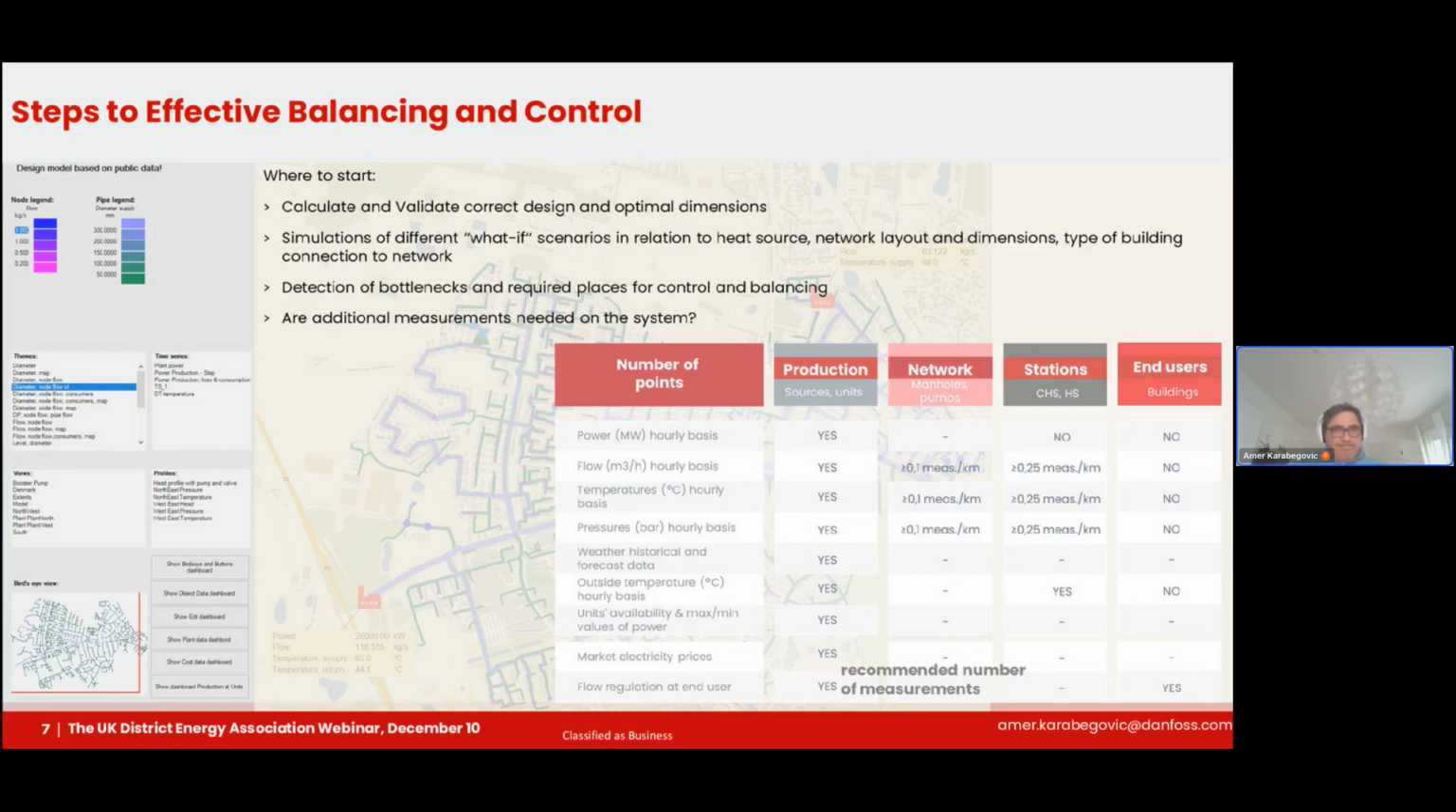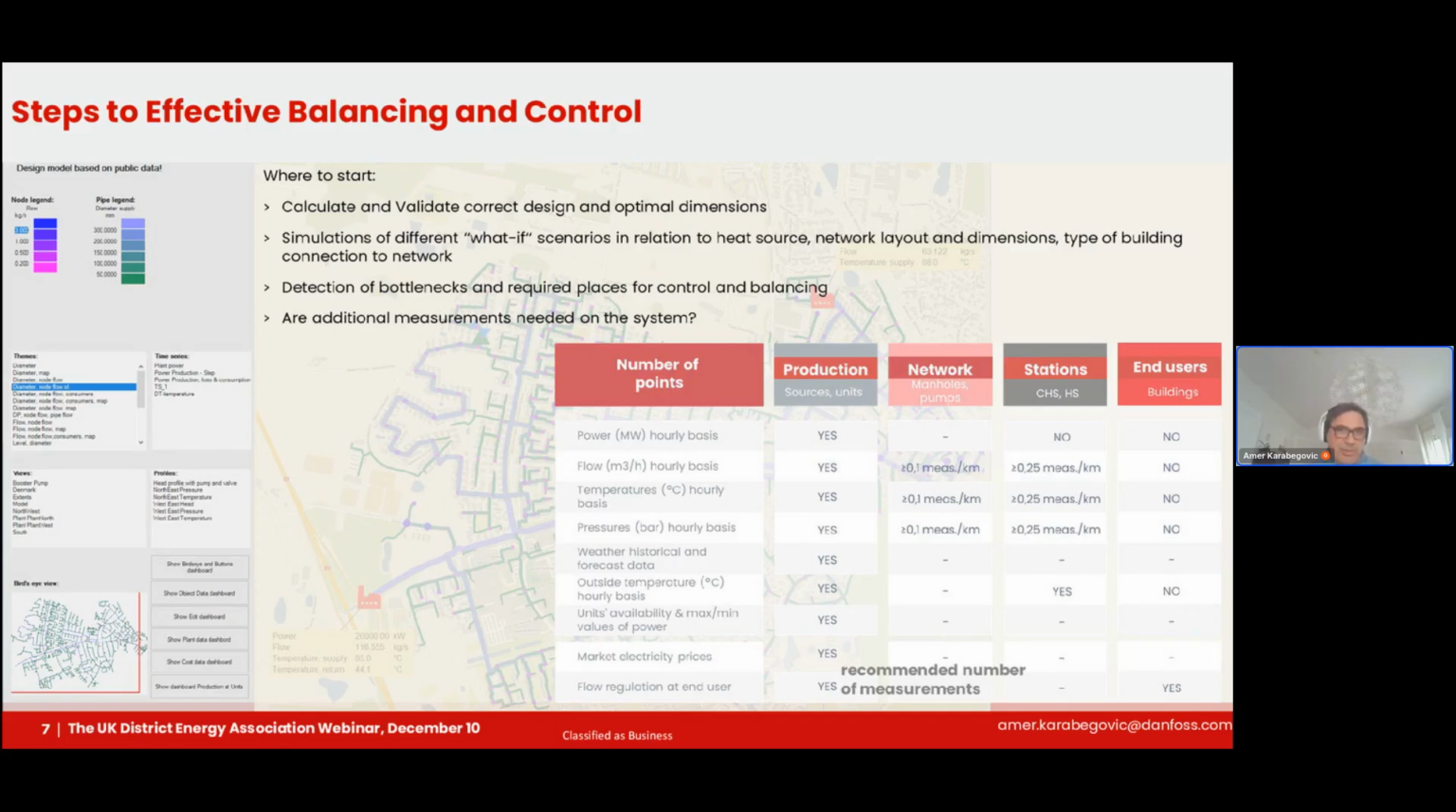On the next slides, I would like to show the necessary steps for effective balancing and control. The first step, or where to start, is a complete and comprehensive system analysis. In addition to the analysis, this step checks whether additional measurements need to be introduced into the system.